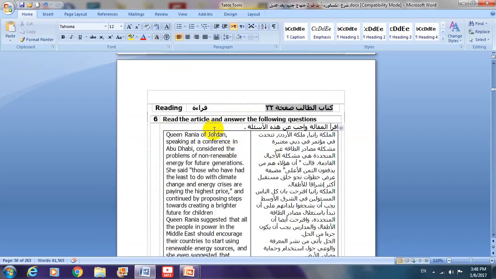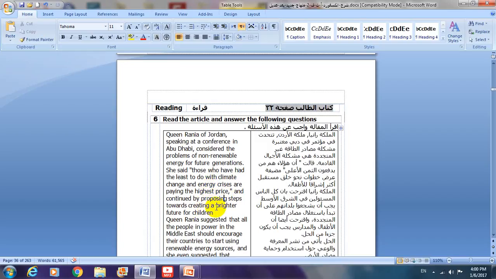6. Read the article and answer the following questions. Queen Rania of Jordan, speaking at a conference in Abu Dhabi, considered the problems of non-renewable energy for future generations. She said, those who have had the least to do with climate change and the energy crisis are paying the highest price.